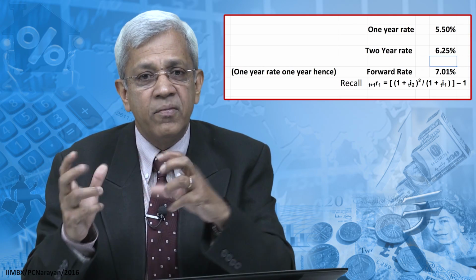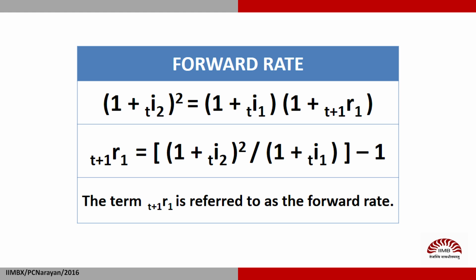So this is the relationship between the spot rates being quoted now, and what the forward rate would be starting at a future point in time.